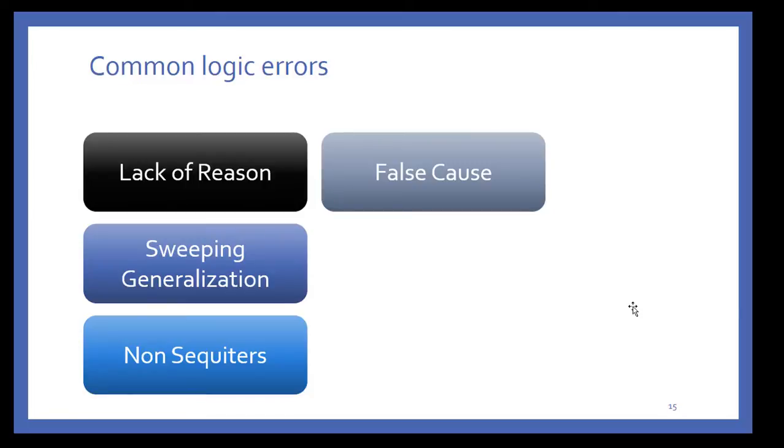Our next one, false cause. This is what is called a logical fallacy. If you like the fancy Latin words, it would be post hoc ergo propter hoc, because the one event that follows another, we are saying that the first event caused the second, and that is not true.